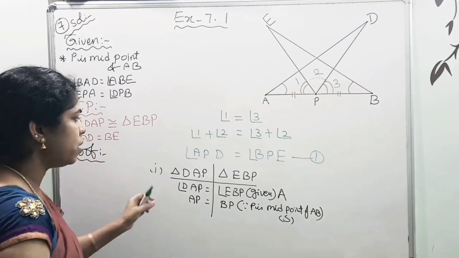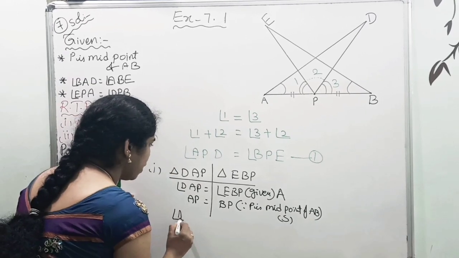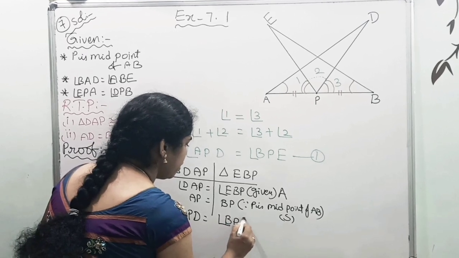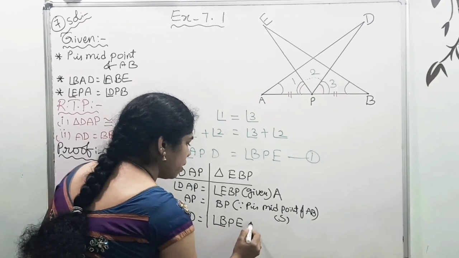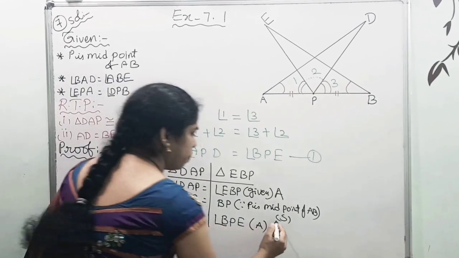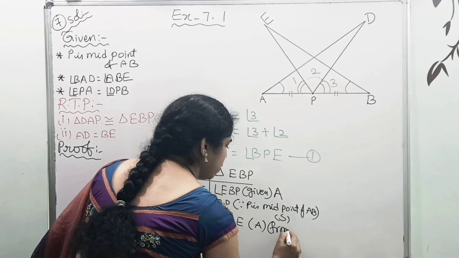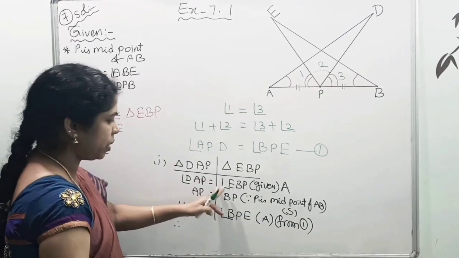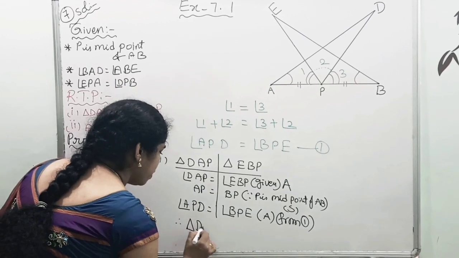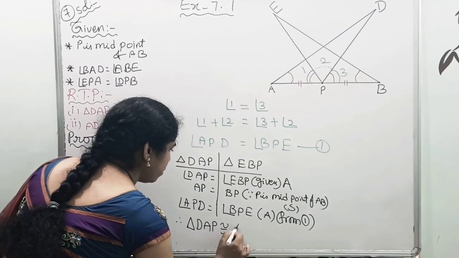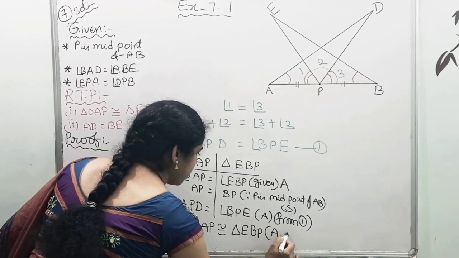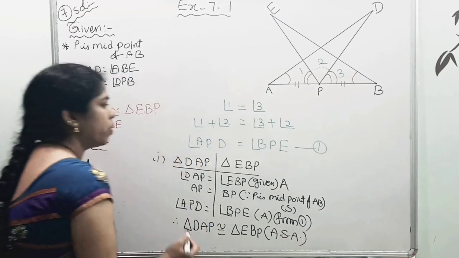Next congruent part is angle APD is equal to angle BPE. This is angle. Just now we have proved from point number 1. Say from these three equal parts we can say that triangle DAP is congruent to triangle EBP by ASA congruency.